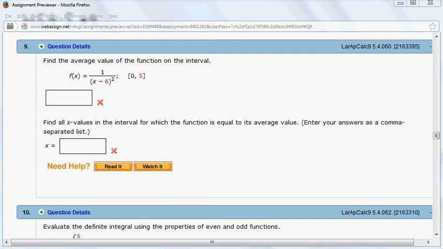Alright, let's look at the homework 5.4, 5.5, problem number 9. We have this function given, f of x equals 1 over quantity x minus 6 squared, and we want to find the average value over the interval from 0 to 5. Alright, so let's do that.